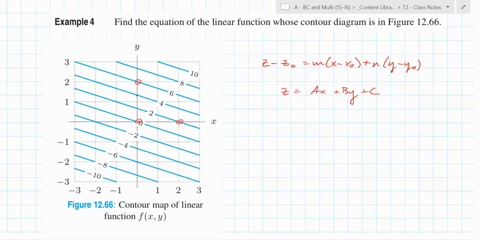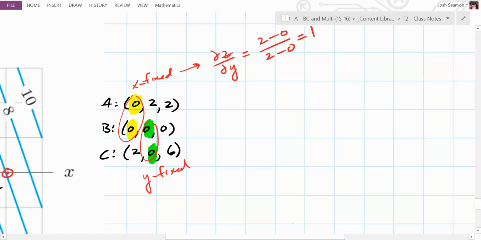So another thing I could do would be find an equation for the linear function whose contour diagram is given. Oh, how do we know, by the way, if I look at this, that this is a plane? When we have y fixed, that allows us to find partial z with respect to x. So what's that going to be?